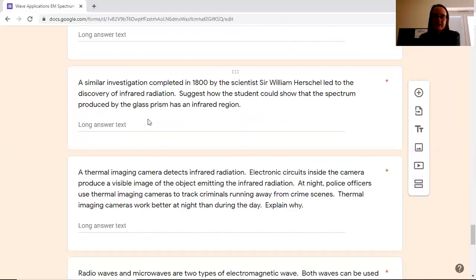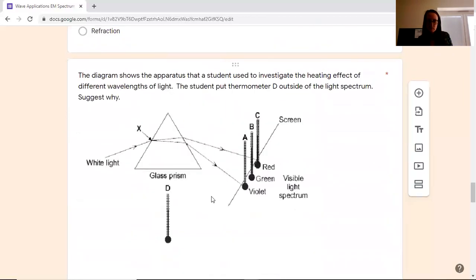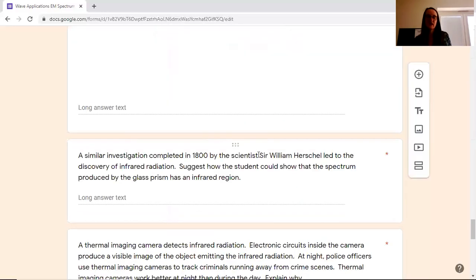A similar investigation as with the thermometers was carried out by Sir William Herschel, and he discovered infrared. They want you to suggest how the student could show that the spectrum produced by the glass prism had an infrared region. All I wanted you to do was suggest putting another thermometer just outside the red region, just beyond thermometer C, and you would then see a greater temperature rise at that point.